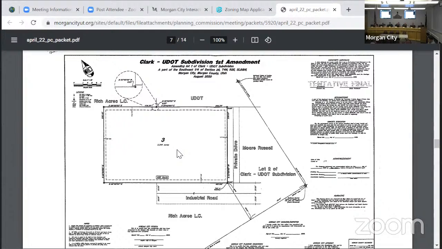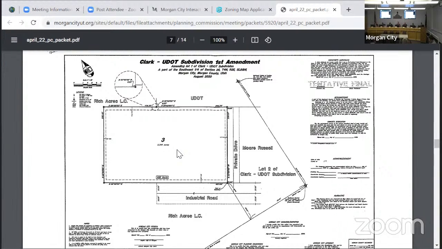Just to clarify then the action before us, I think I'm clear at this point that 3 is a bigger version of 1 and it's extending to the left, not the right. Correct. Private drive is in the same spot. I think I'm good there. So what we're doing is changing that boundary within this bigger subdivision, this UDOT subdivision.